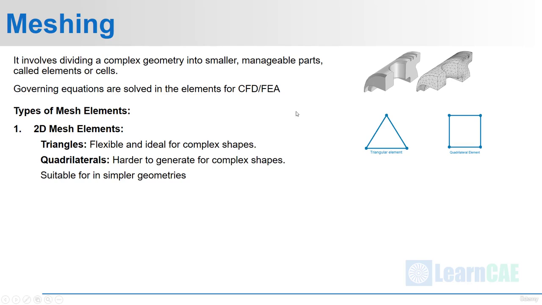Okay. Next we shall see the types of mesh elements. The first one is 2D mesh elements. Here there are triangles and quadrilateral elements. Triangular elements are flexible and ideal for complex shapes as they can easily fit into any complex body. Next, quadrilateral elements are harder to generate for complex shapes, but they are suitable for simpler geometries and you can easily control the flow of elements in quadrilateral type.